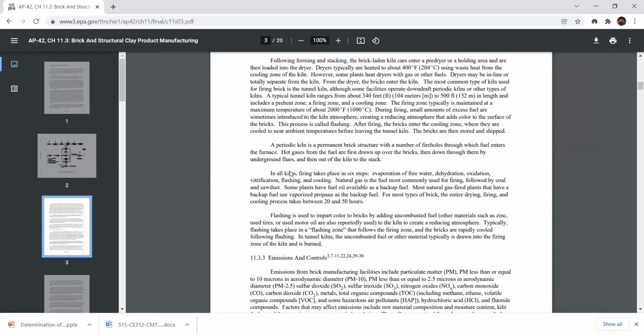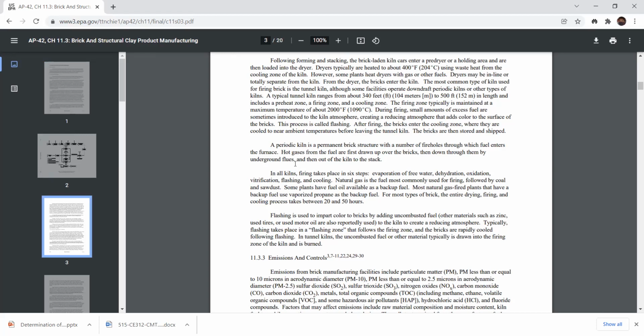Following forming and stacking, the brick-laden kiln cars are moved into the pre-dryer or holding area and are then loaded into the dryer. Dryers typically are heated to about 400 degrees Fahrenheit, or 204 degrees Celsius, using waste heat from the cooling zone of the kiln. However, some plants heat dryers with gas or other fuels. Dryers may be in line or totally separate from the kiln.